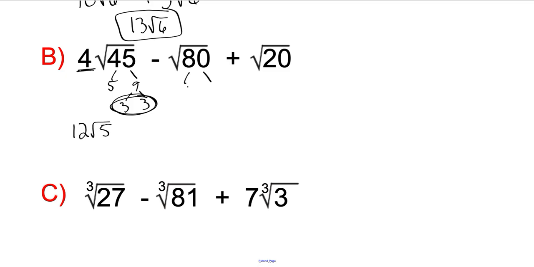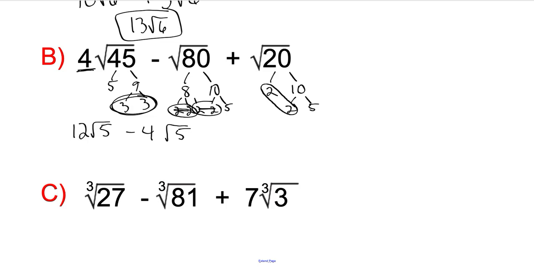Break down the 80, so 8 and 10. 8 is 3 2's, 10 is a 2 and a 5. We have a pair of 2's there, pair of 2's there. Okay, so those two pairs give us a 2 in front twice, which is 4. We have 4 root 5 for that. 20 is 2 and 10, and then 10 is 2 and 5. We have a pair of 2's. Those give us a 2 in front, and the 5 goes back.